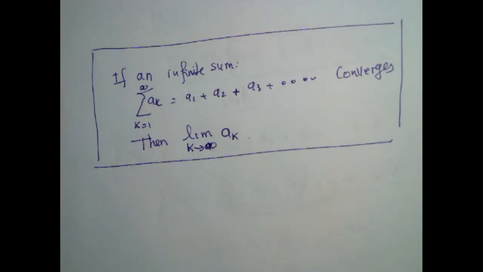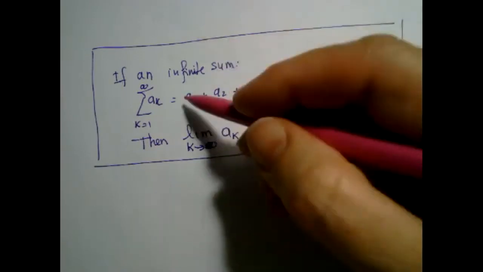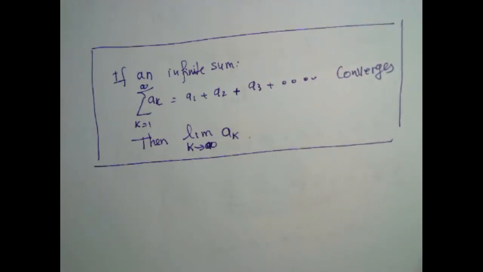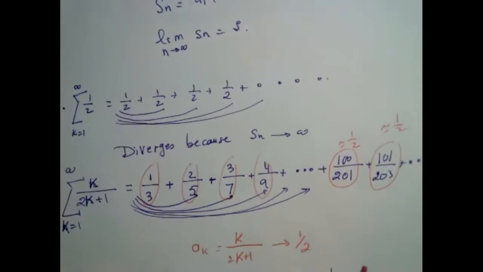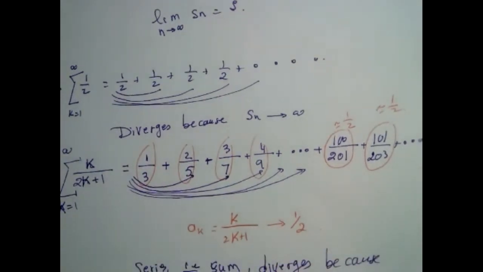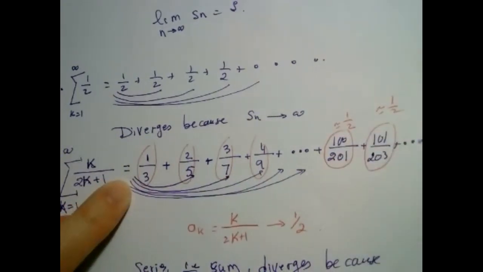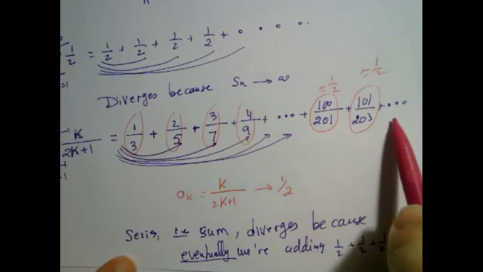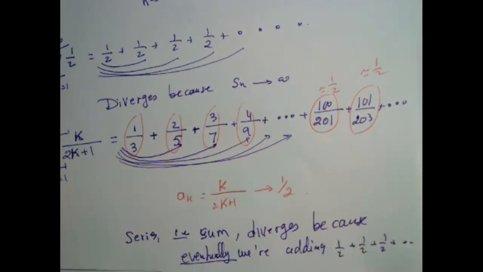I stop right now. Suppose a sum does converge. What do you think those terms should be when k is large? Let me take you back to this and see how we can build up. Let's see what's happening. When I look at those terms, if those terms become close to a half, the series is diverging because eventually we're adding a half to a half to a half. So the question is, if the series converges, what should happen to those terms?